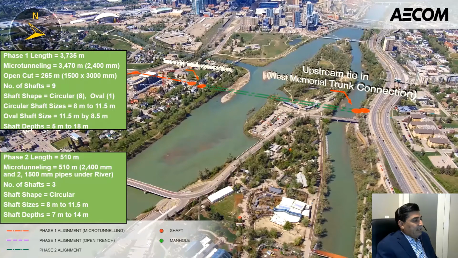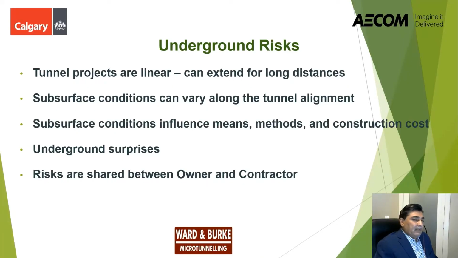So there were 3 shafts for phase 2, all of them circular. Shaft size is 8 meters to 11.5 meters and shaft depth 7 meters to 14 meters. So you have seen that the tunnel section is very long. It is under river. It crosses major roads and buildings and railways. So we should expect variability in ground conditions along the tunnel alignment.